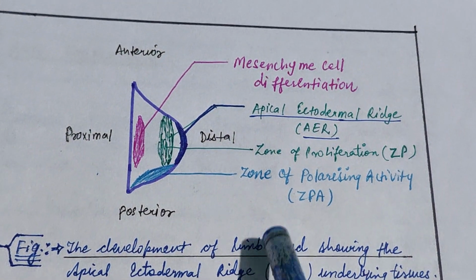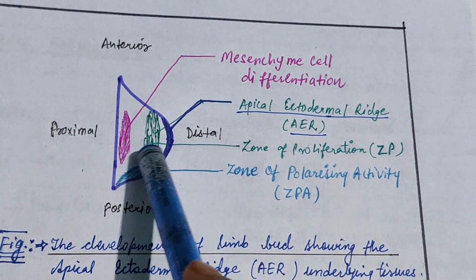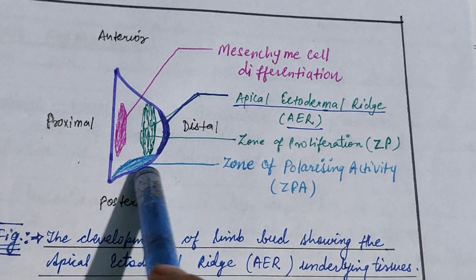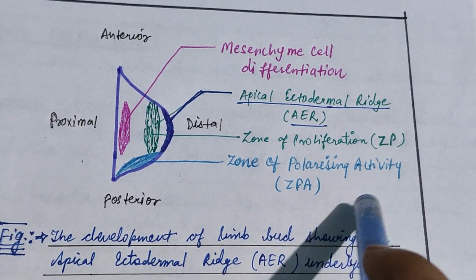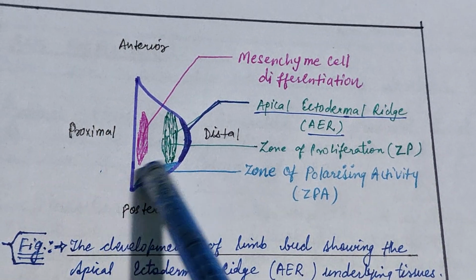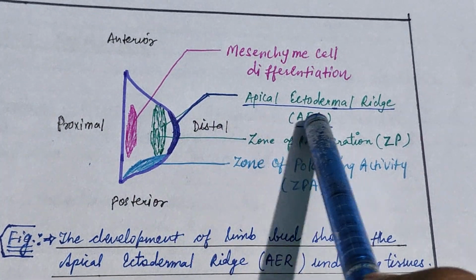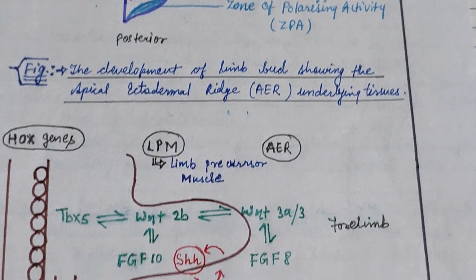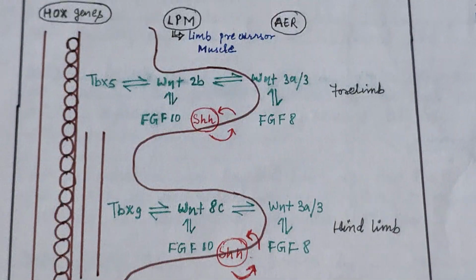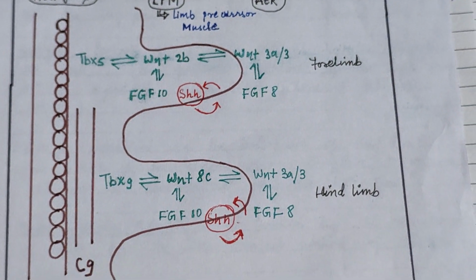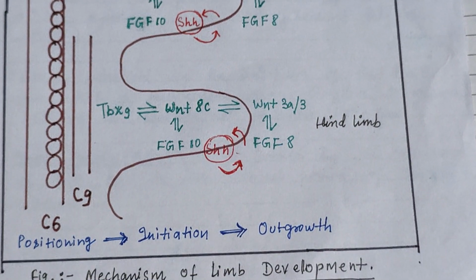The figure specifies the position of the AER, the apical ectodermal ridge, and the zone of proliferation. In the posterior base there is the zone of polarizing activity, the ZPA, which is a mesenchymal cell differentiator signaled by the apical ectodermal ridge. This is the figure of the mechanism of limb development and the genes involved in the development of the limb.